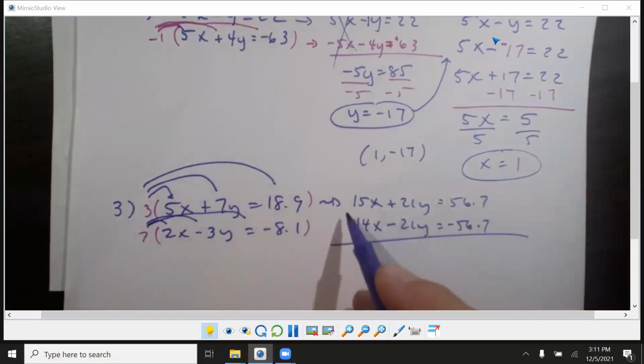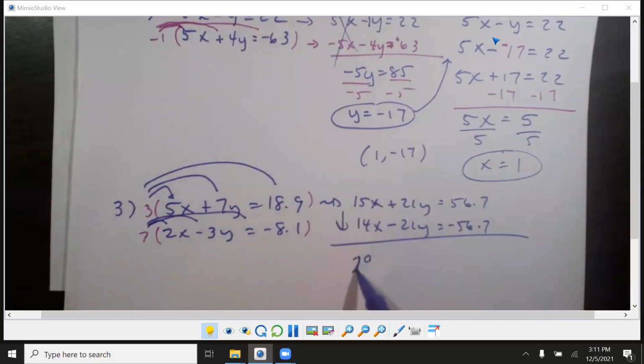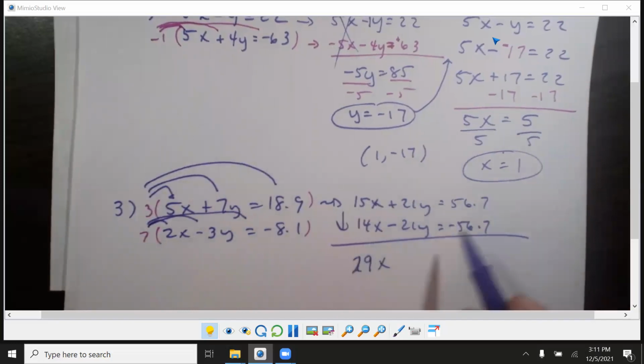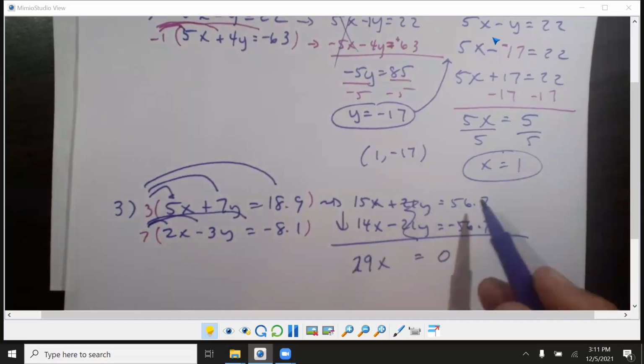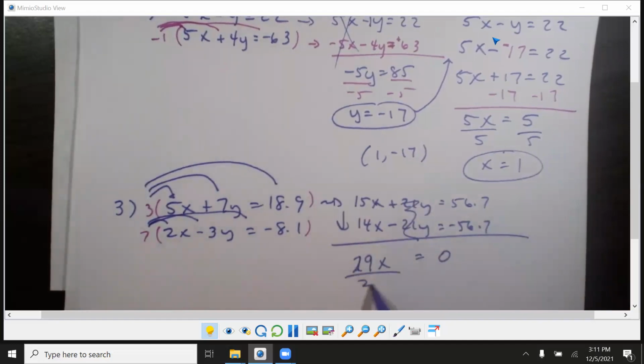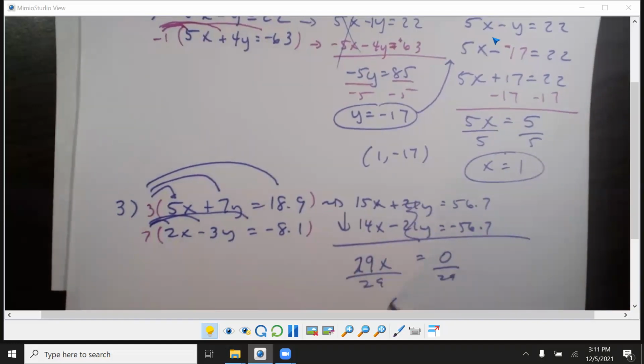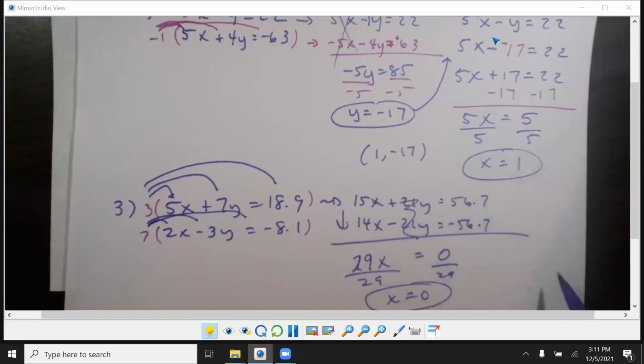All right, so I'm going to go straight down. 15 and 14 is 29x. This becomes a zero pair. And if you look here, 56.7 minus 56.7 equals 0. And I have to put a 0 there because we have an equal sign. I've got to have something over here. Now this makes this pretty easy. Divide both sides by 29, and x equals 0. So I know x is 0.